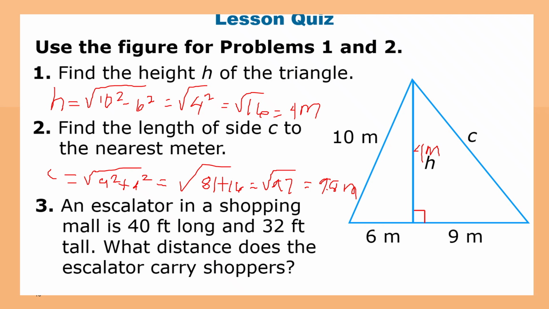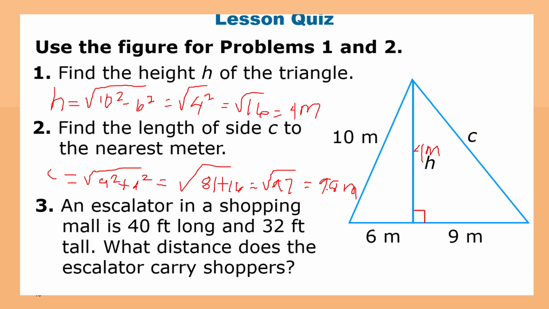Are you sure? 9 plus 16. Oh, wait. Let's do it right. Okay, so we have 81 plus 16 was 97. That's correct. And if we extract the square root of 97, yeah, it's 9.8. It's correct.